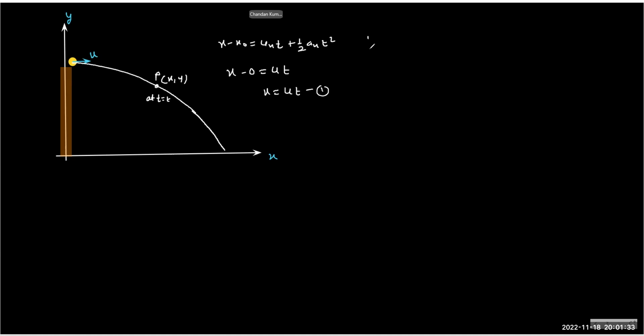Similarly, can you tell me the y coordinate as a function of time t? Tell me, guys, y coordinate as a function of time t.